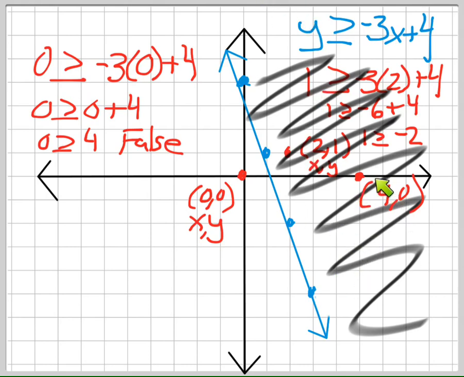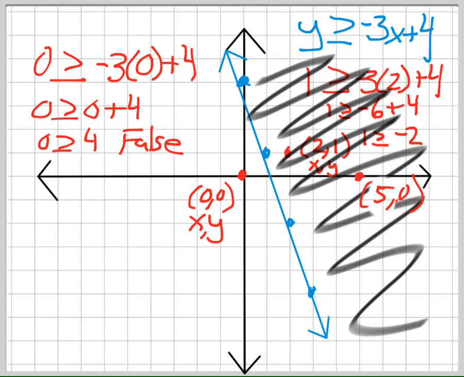Let's plug in 4, 0. If I plug in 4, 0, should it be true or false? Or was that one 5? Yeah, that one's 5. So thank you. If I plug in 5, 0, should it be true or false? True. It should be true because it's on the shaded side. The shaded side has all the true ones.